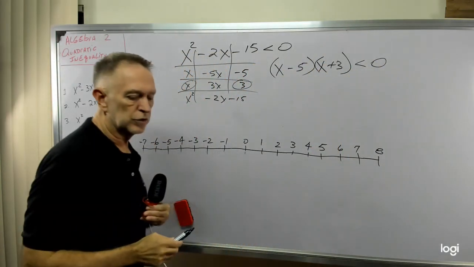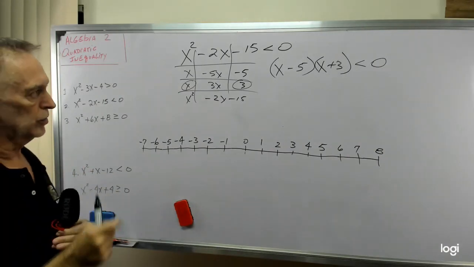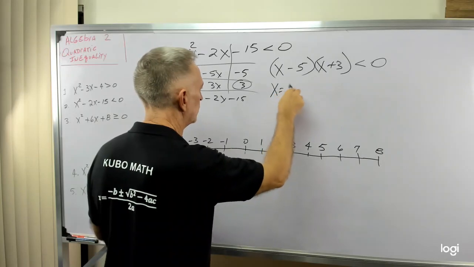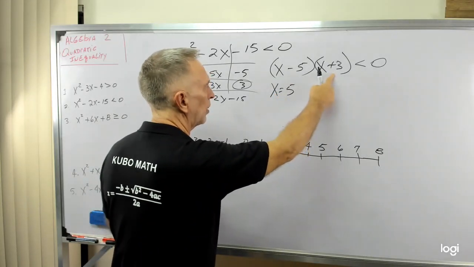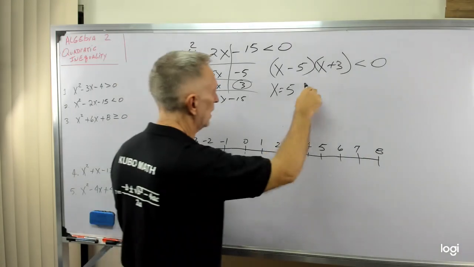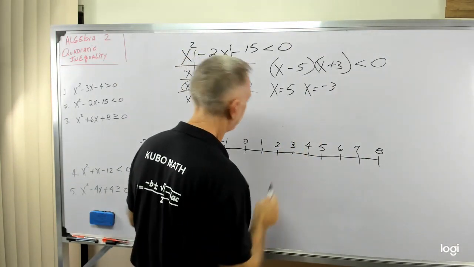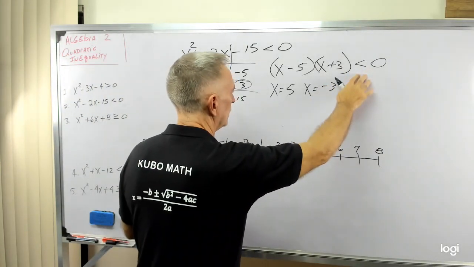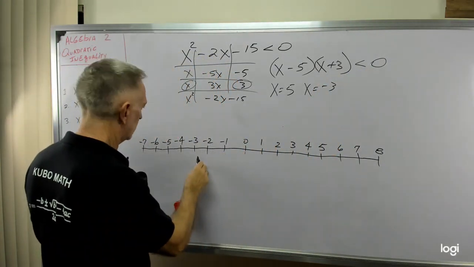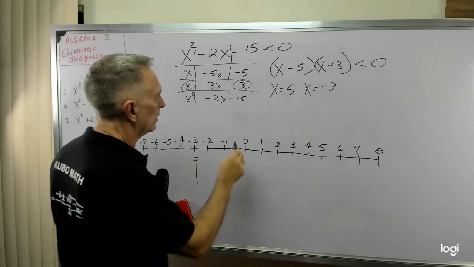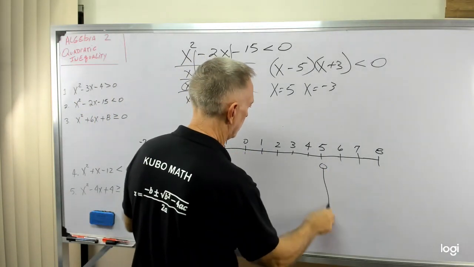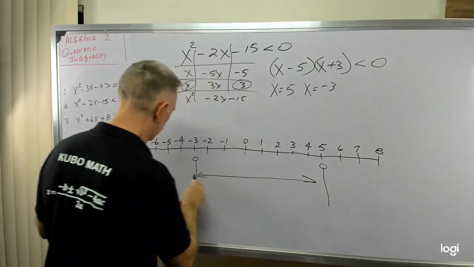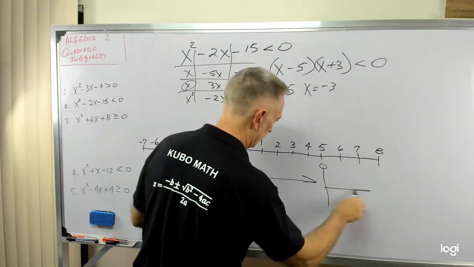But I'm going to assume for just a moment that it's equal to 0. x minus 5 would give me 0, so x equals 5. x plus 3 would give me 0, so x equals negative 3. Okay, but it's an inequality, so x approaches negative 3, x approaches 5, it doesn't quite make it there. So again, I have a region here of concern, one below that, one above that.